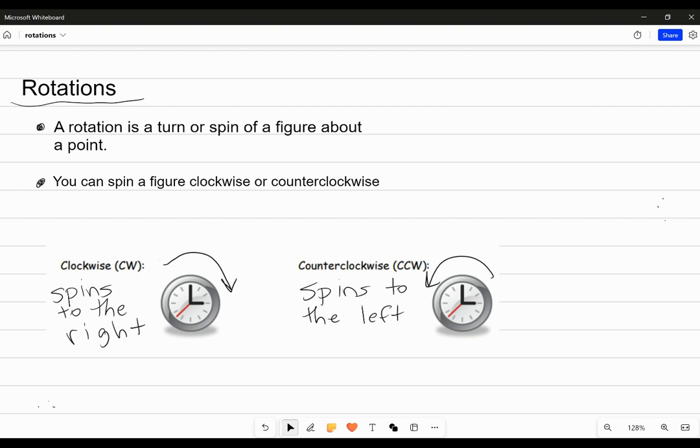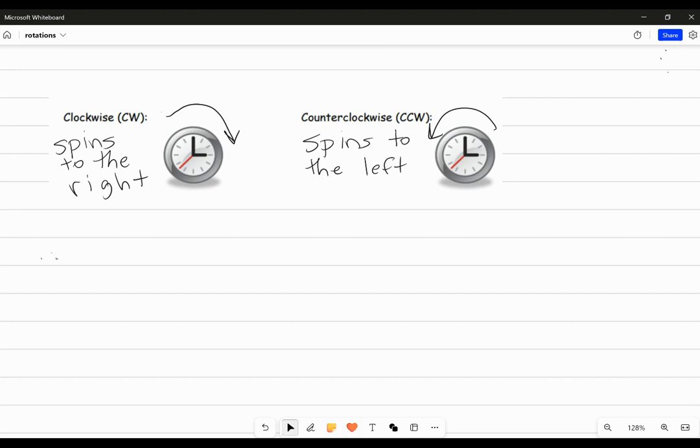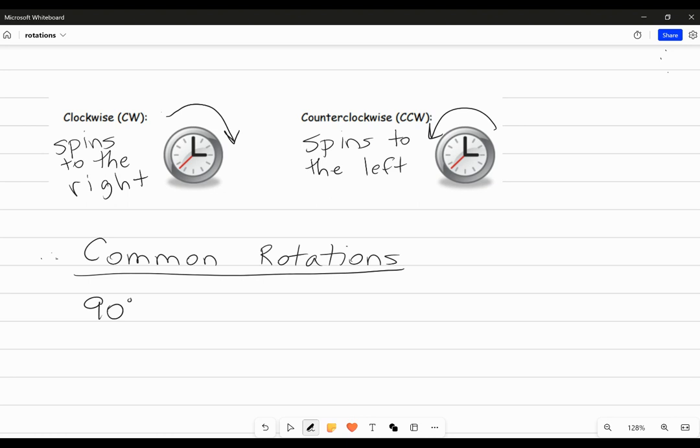So let's talk about some common rotations. Common numbers you're going to see when you're rotating figures are 90 degrees clockwise, 180 degrees clockwise or counterclockwise, and then 90 degrees counterclockwise. And I'm using CW for clockwise and CCW for counterclockwise.